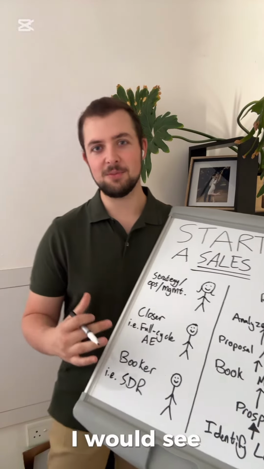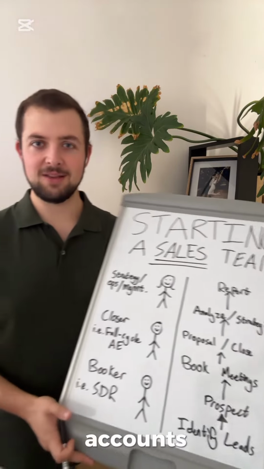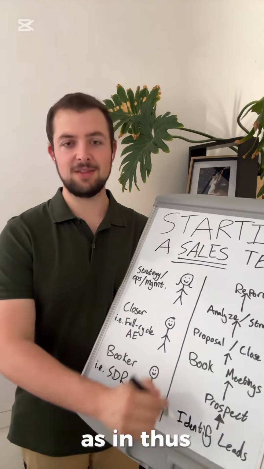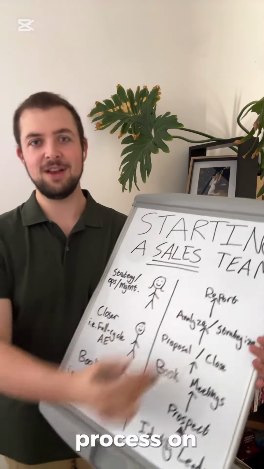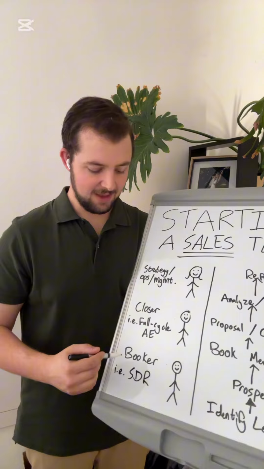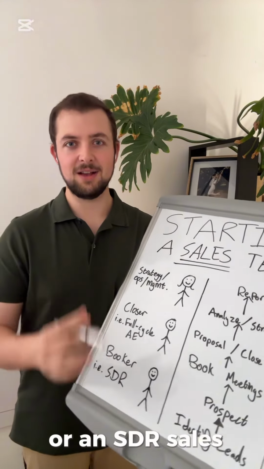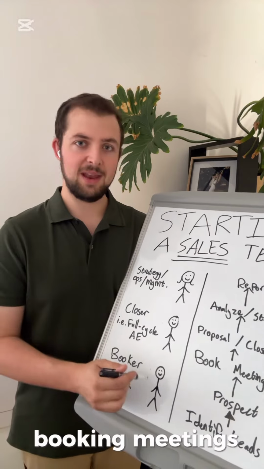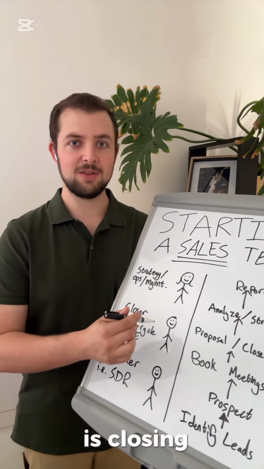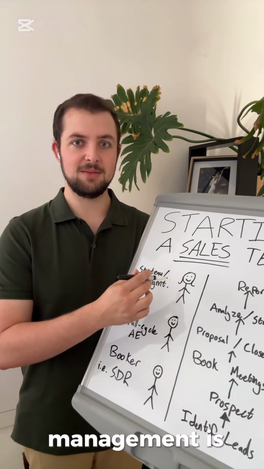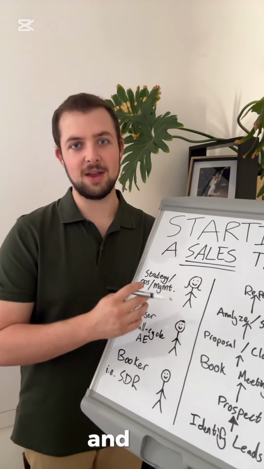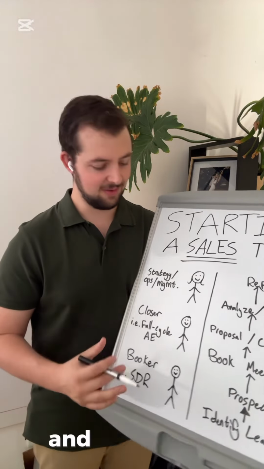So this I would see as more of a full cycle account executive, full cycle, as in they'll do this entire process on the right here by themselves. And then the last person is what I call a booker or an SDR, a sales development rep, who is booking meetings that the closer is closing and that management is making sure is being serviced and that we're actually building the business and the system.